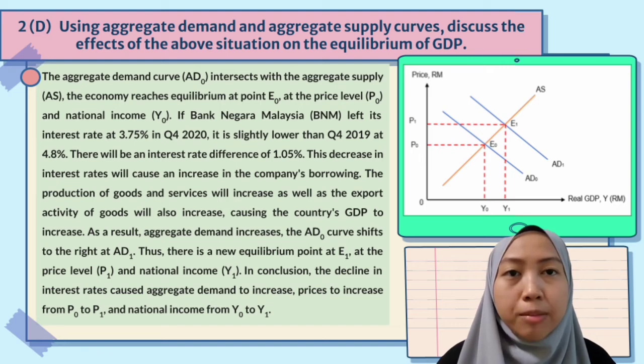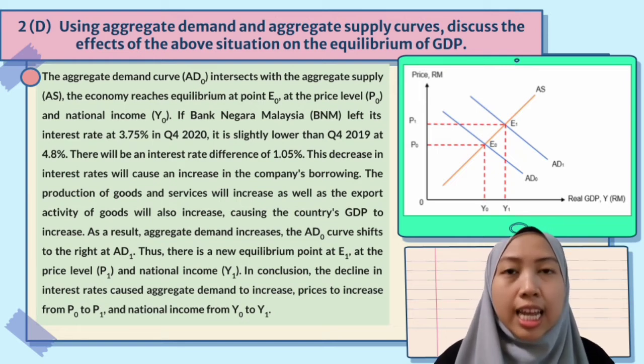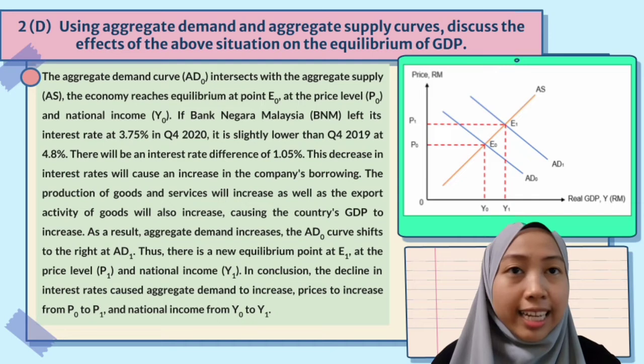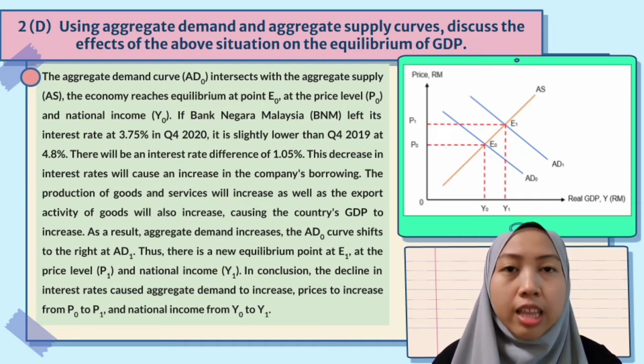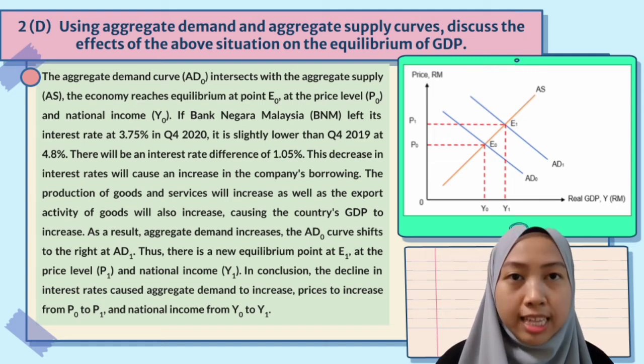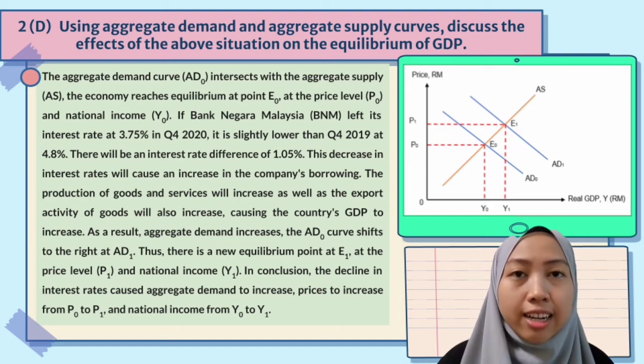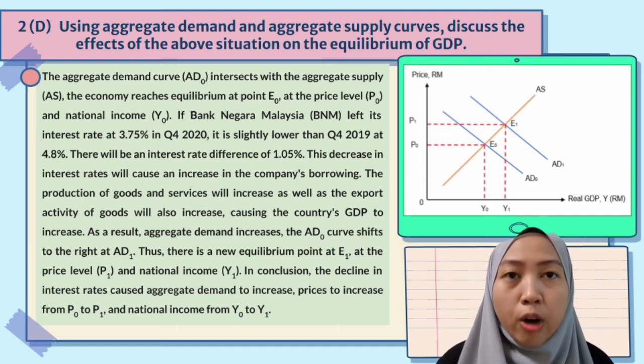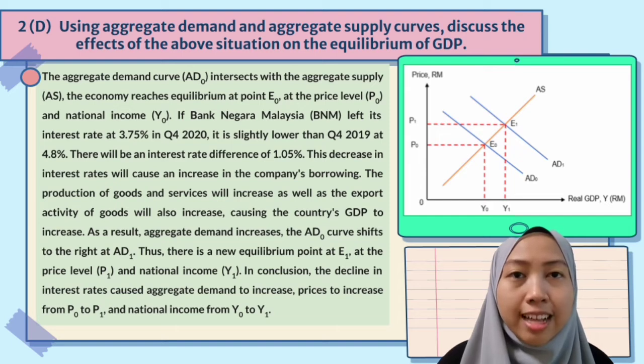If Bank Negara Malaysia, BNM, left its interest rate at 3.75% in Q4 2020, it is slightly lower than Q4 2019 at 4.8%. There will be an interest rate difference of 1.05%. This decrease in interest rate will cause an increase in the company's borrowing. The production of goods and services will increase, as well as the export activity of goods, causing the country's GDP to increase.